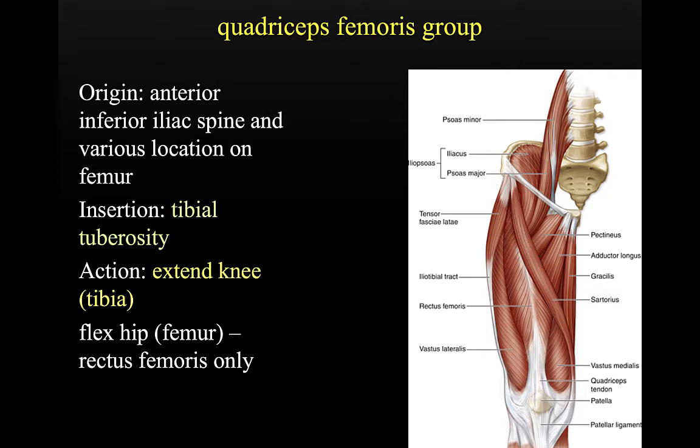The other important thing to know about the quads is we've got 1, 2, 3 of them here. There is one that is deep to the rectus femoris. So we have, in addition to the rectus femoris, meaning the straight muscle on the femur, we have the vastus lateralis, the large muscle on the lateral side, the vastus medialis, the large muscle on the medial side, and deep to the rectus femoris, the vastus intermedius, obviously the large muscle in the middle.